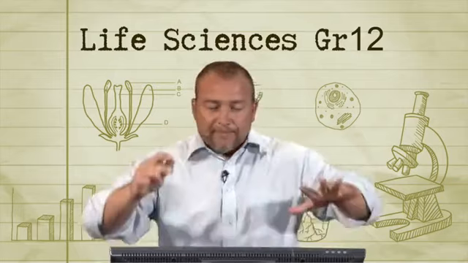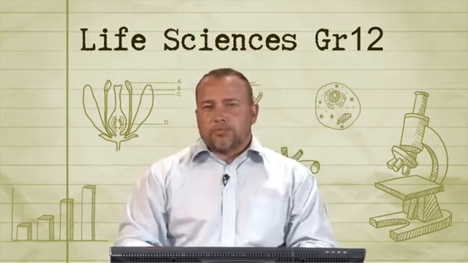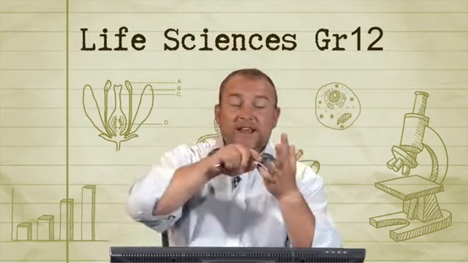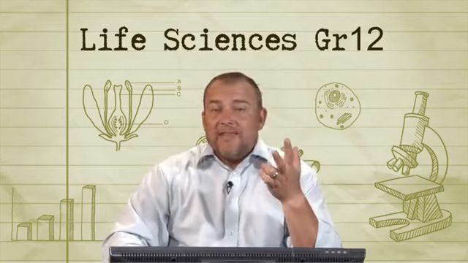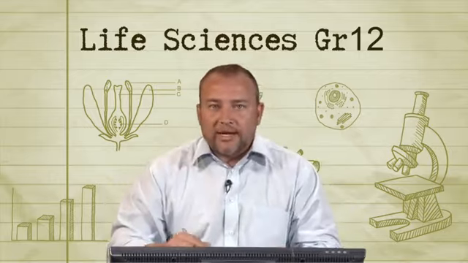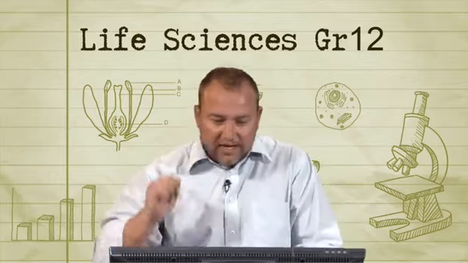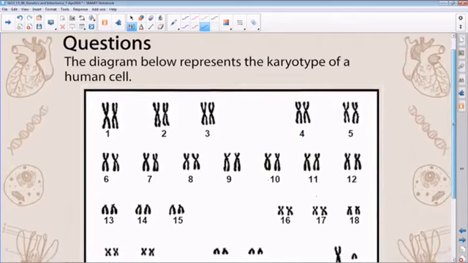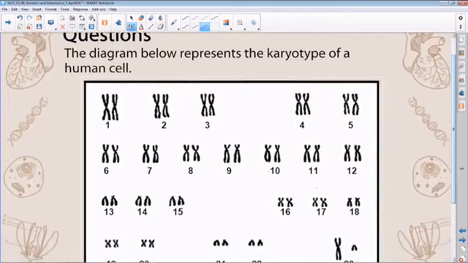Now these are the 3 that you have to know. It's an extra chromosome on the sex chromosome. It's a chromosome missing, and there's an extra chromosome on number 21. Those are the 3 that we need. Now, this is a very important thing. This is called your karyotype. The diagram below represents the karyotype of a human cell. In other words, the genes that we have.